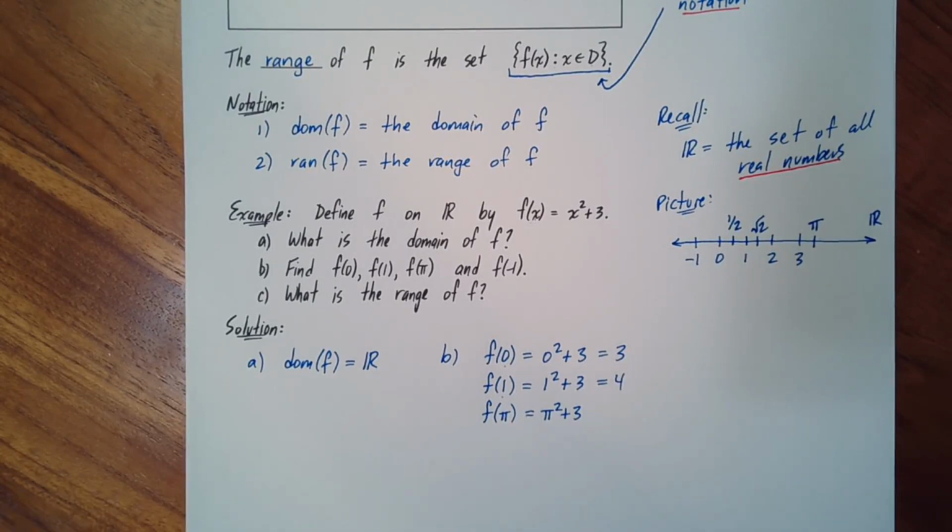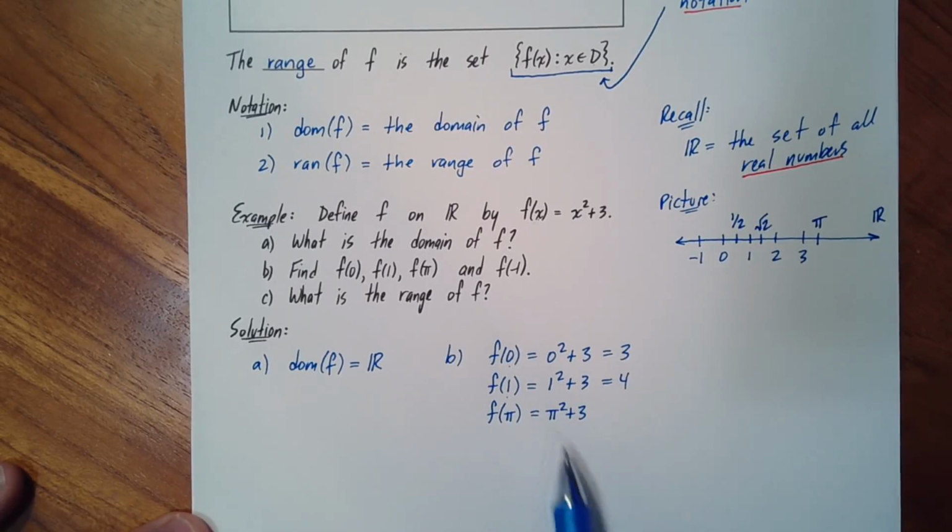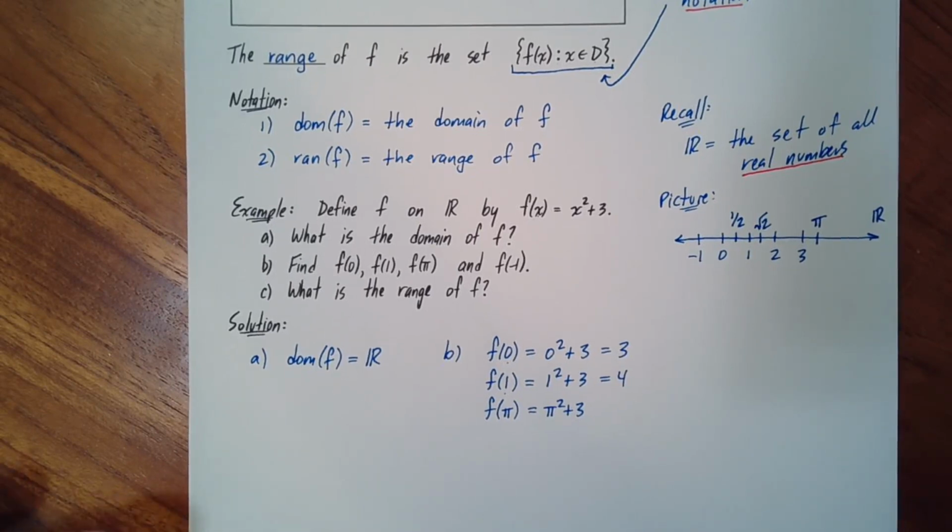Okay, so that's going to be pretty much a rule in this course. Whenever you are dealing with a number that has an irrational or an answer that has an irrational component, simplify it as much as you can, but then just leave it.